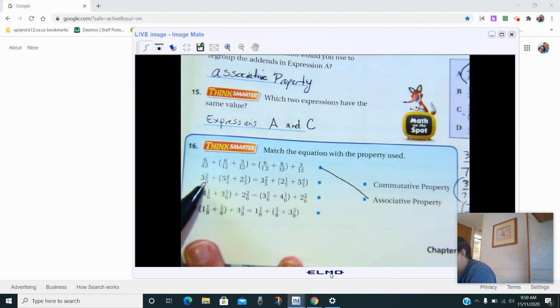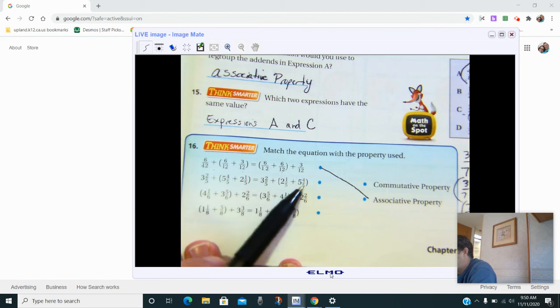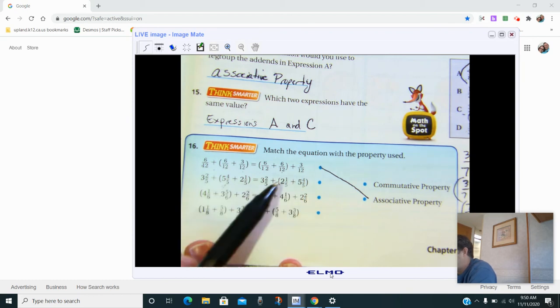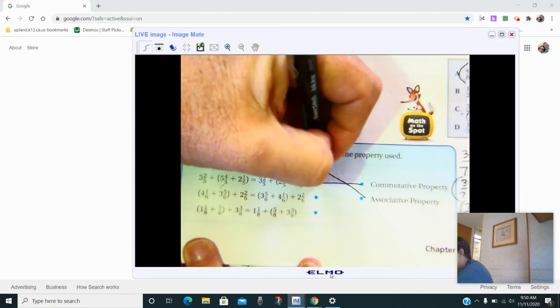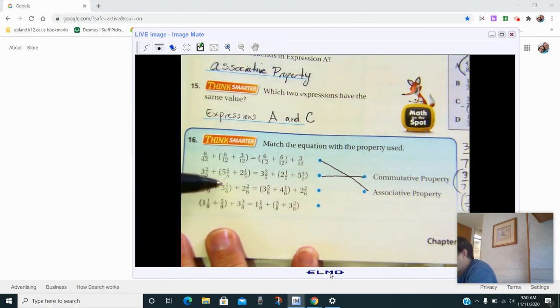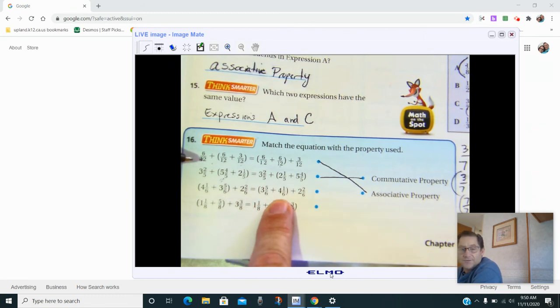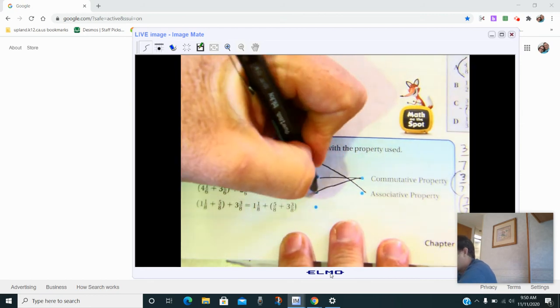All right, this one, 3 2/5 plus 5 4/5 plus 2 1/5 is equal to 3 2/5 again. And all I see differently is that these are in different orders. Different order. So that's the commutative. 4 1/6 plus 3 5/6 plus 2 2/6. So I still see the mixed numbers grouped together here, but they're in different order. So again, that's the commutative property.